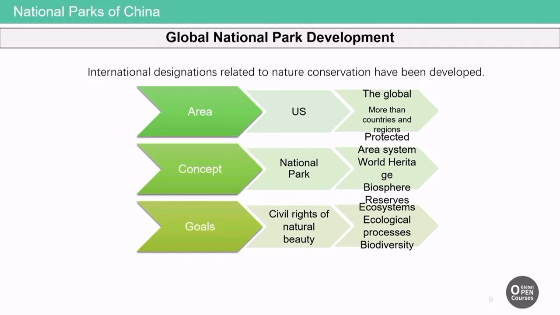After the national parks, the international designations related to nature conservation have been developed, such as the protected area system, World Heritage System, biosphere reserves, and the Ramsar sites of the important wetlands. So in these more than 100 years of the global national park movement, what about the cause of nature conservation in China?